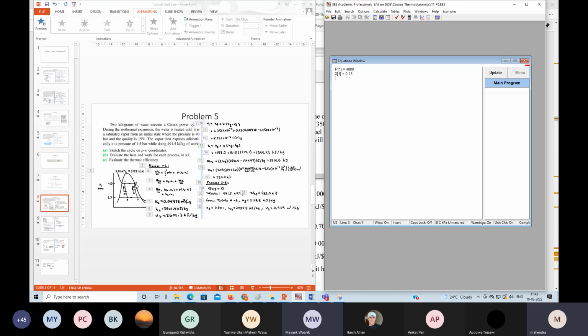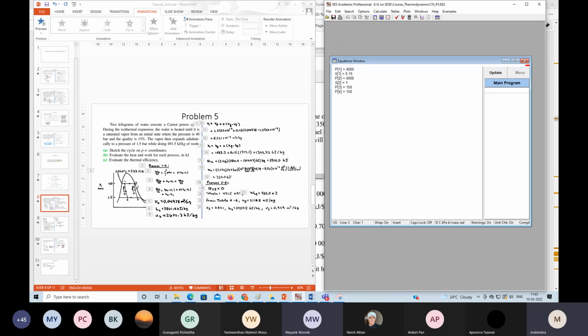Then P2. This P1, P2 both are same, right? That is constant pressure heat addition process in the boiler. So that is the reason P2 also 4000 given, but still X2 is the saturated vapor. That is the reason we are putting over here saturated vapor, that is 1. And then P3 and P4 both are P3 equal to 150 means 1.5 bar, so 150 kilopascals. P4 also equal to 150.